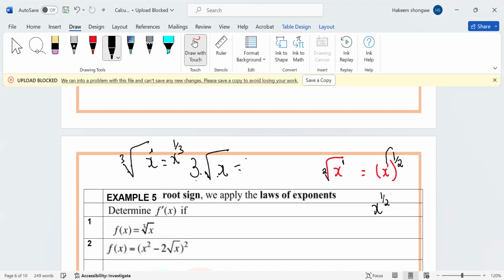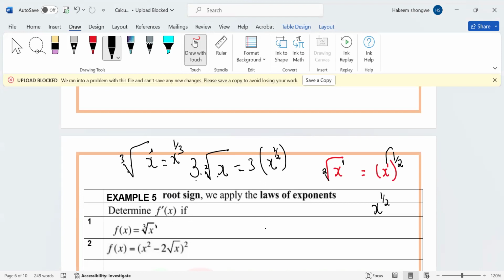How is this one going to look? You are still going to write the 3. But here, if they didn't write anything, it means it is a 2. So you're going to have 3, open bracket, and then we have x, and then you can write this one as 1 all over 2. Is it always 1 all over 2? No. It depends on the exponent.